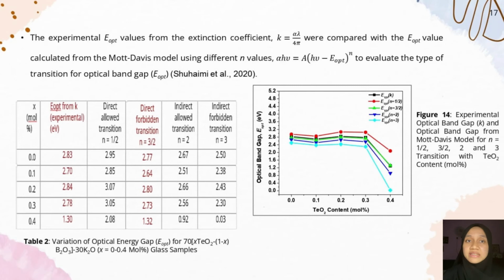Next, to evaluate the type of transition for optical bandgap, the experimental E-opt values from the extinction coefficient were compared with the E-opt values calculated from the Mott-Davis model using different n values. Thus, from Table 2, we can conclude that the E-opt values for n equals 3/2, which is the direct forbidden transition, were in correlation with the E-opt values calculated from the extinction coefficient method.